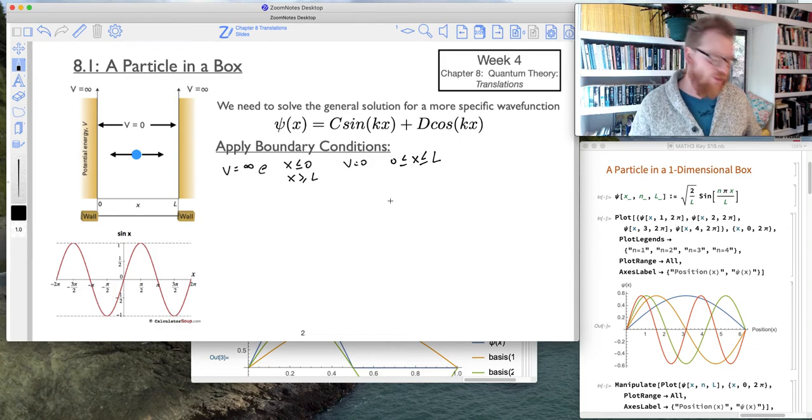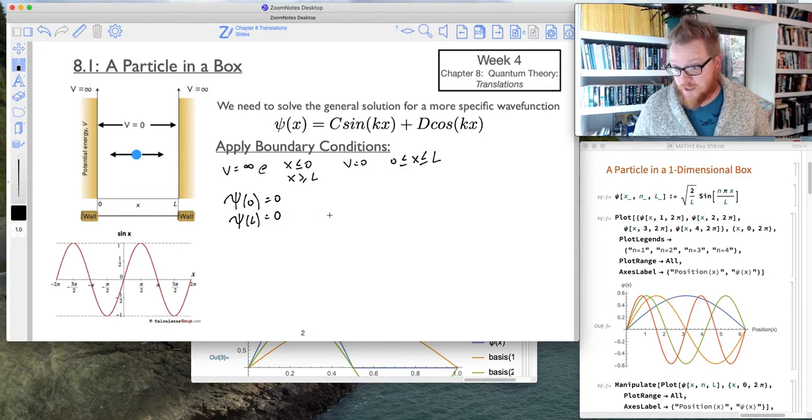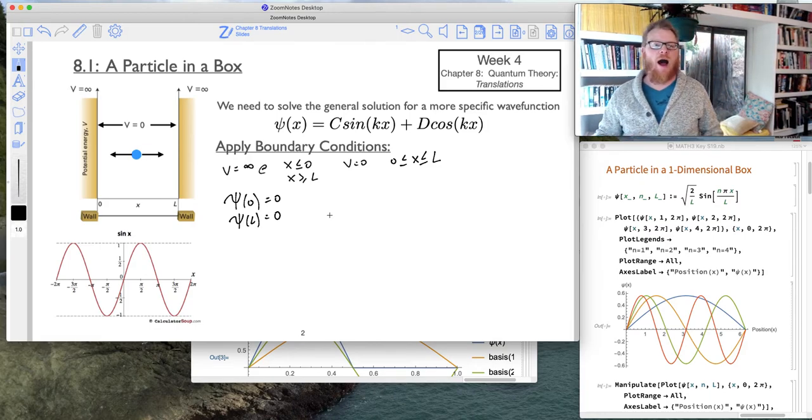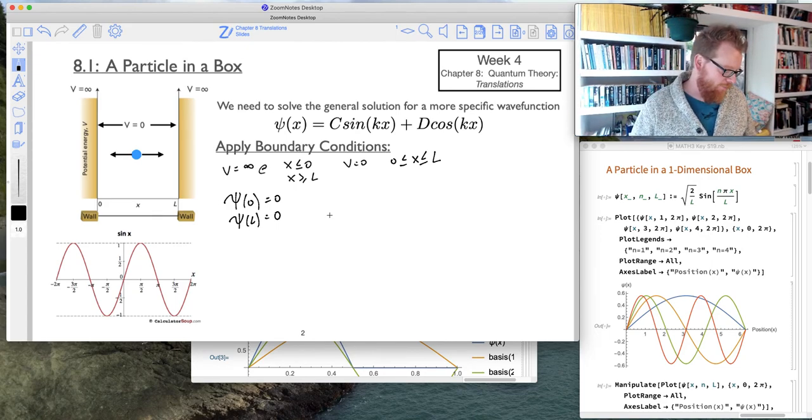So what this also means is the value of psi when x is equal to 0 must be 0. Okay? Similarly, the value for psi at x equals L also must be 0. So that's part of confining this particle to this box. We're saying the wave function, in other words the particle, can't exist outside of the box. All right?